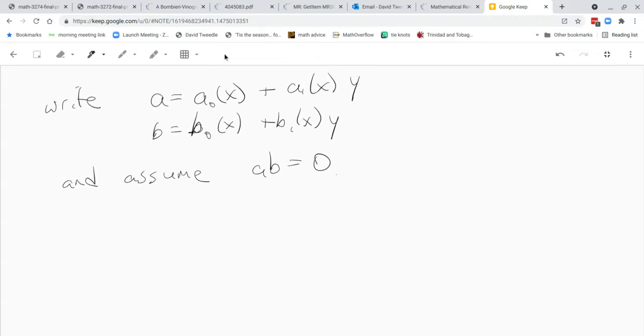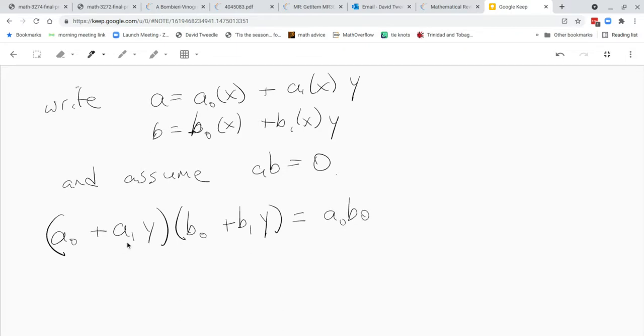Okay, so let's just multiply them out. You get A0 B0, you get A1 B0 Y, you get A0 B1 Y, and then you get A1 B1 Y squared.